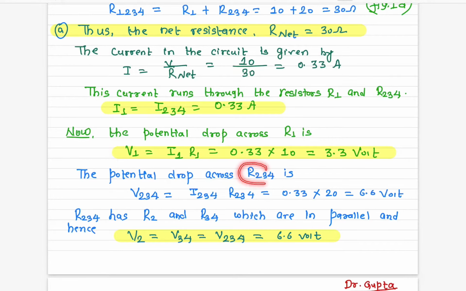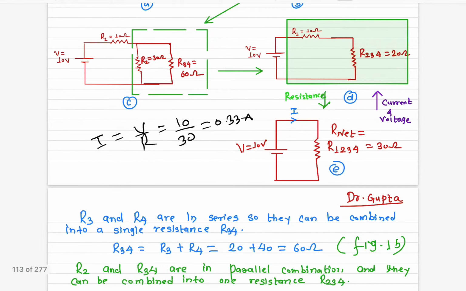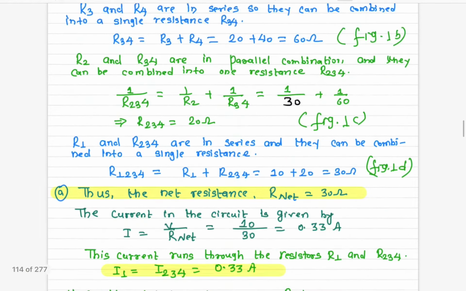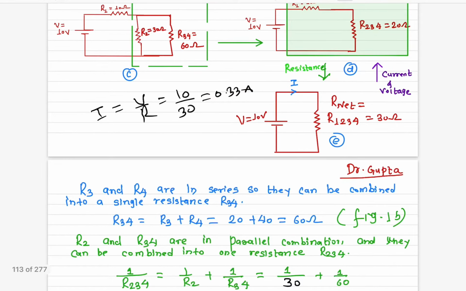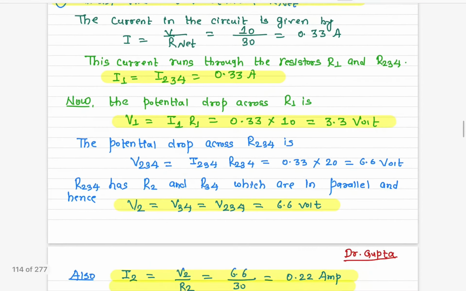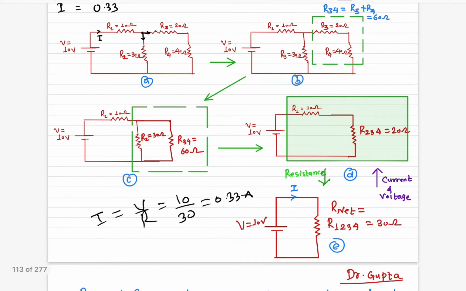And the potential drop across R234, which is across this resistor, would be current times the resistance. So current is I234 and resistance is R234. I234 is 0.33 and R234 is 20 ohm. So if we do the math, we'll get 6.6 volt. So let's come back here one more time. The potential drop across this one is 6.6 volt.